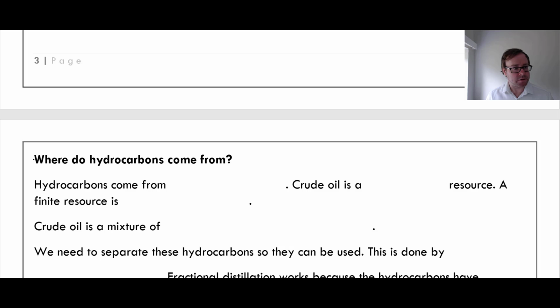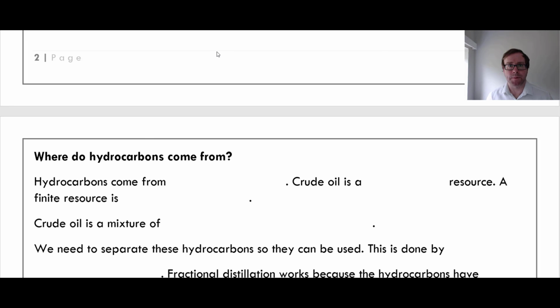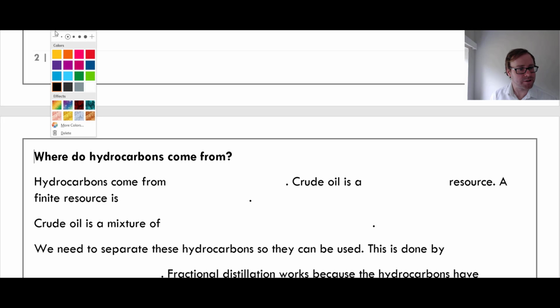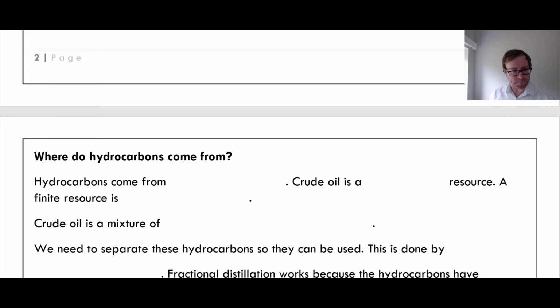So where do hydrocarbons come from? Okay, so hydrocarbons, where do they come from? Just bear with me a second. Okay, I'm back. Wasn't sure what was going on with my formatting on my page there. So where do hydrocarbons come from? Hydrocarbons come from crude oil. And crude oil is a finite resource. A finite resource is non-renewable.